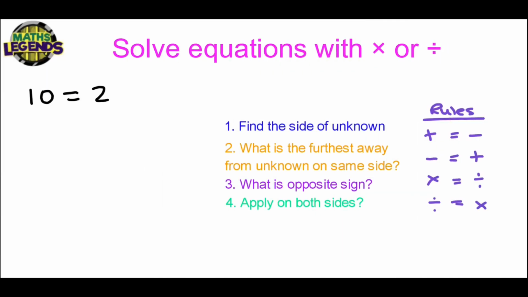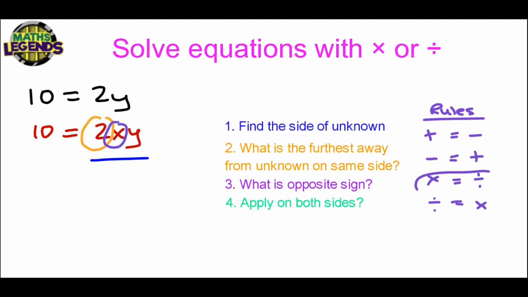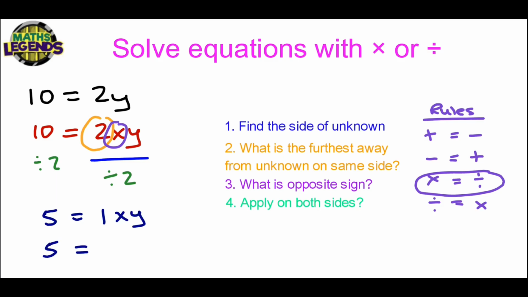10 equals 2y. Now 2y we can write as 2 times y. The rest remains the same. The unknown y is on the right hand side. We look for what's furthest away from this unknown and on the same side, so that's the 2. And the sign here is a times, so the opposite using our rules is a divide. So we're going to apply divide 2 on both sides. We then simplify, so 10 divided by 2 is 5 equals 2 divided by 2 is 1 times the y, which simplifies to 5 equals y. Let's look at another example.